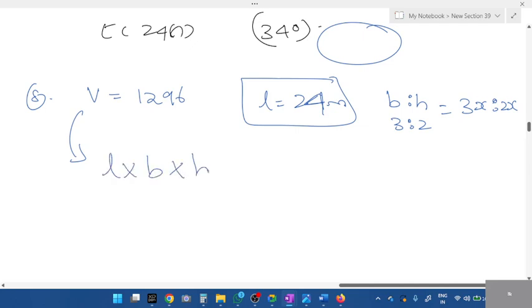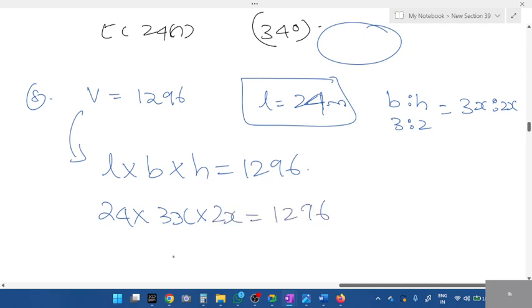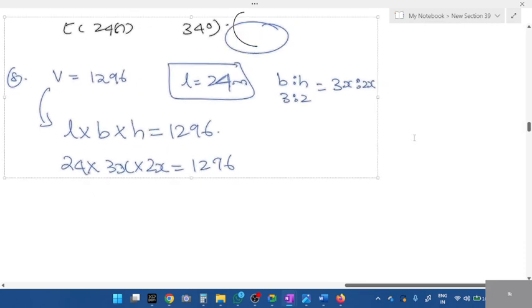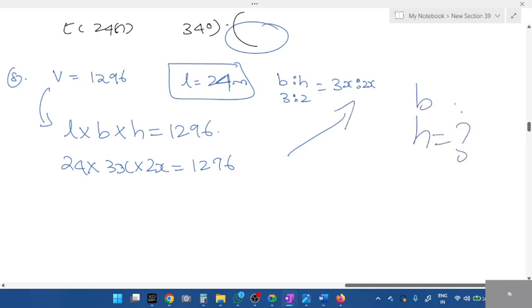Length into breadth into height. Right hand side 1296. So length is equals to 24, breadth is equals to 3x, height is equals to 2x, is equals to 1296. First we need to find the value of x here. Only if you find the value of x, you can substitute the value of x here and find breadth and height. This is the concept. Without finding the value of x, it's not possible.